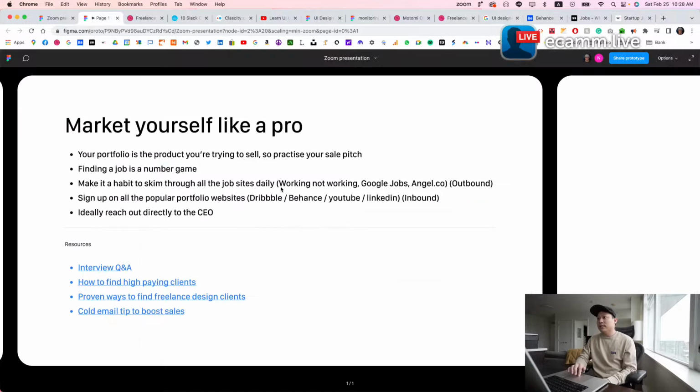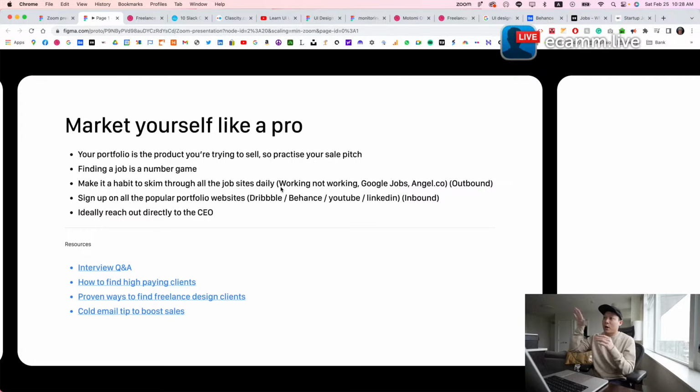So that is pretty much the outbounding part. Outbounding means you're reaching out to people, and inbounding means people reaching out to you. So you also want to put your portfolio out there on Dribbble and Behance. You can put your work on LinkedIn.